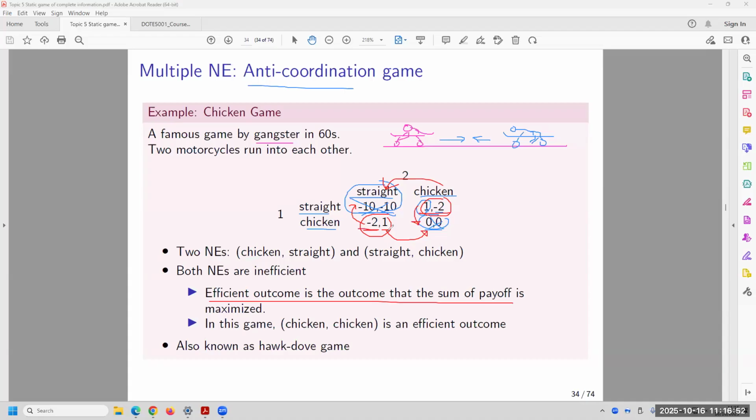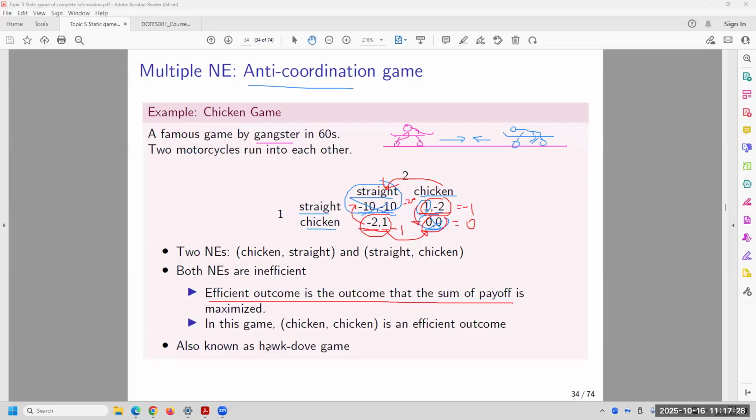means that you now consider this pair as cardinal, right? If they can pay money to each other, then this is better. 0, 0, the sum is 0 from the welfare point of view, and this is -1. This is -20, this is -1. In terms of social welfare, which is adding up everyone's payoff, actually it's better to be chicken, right?